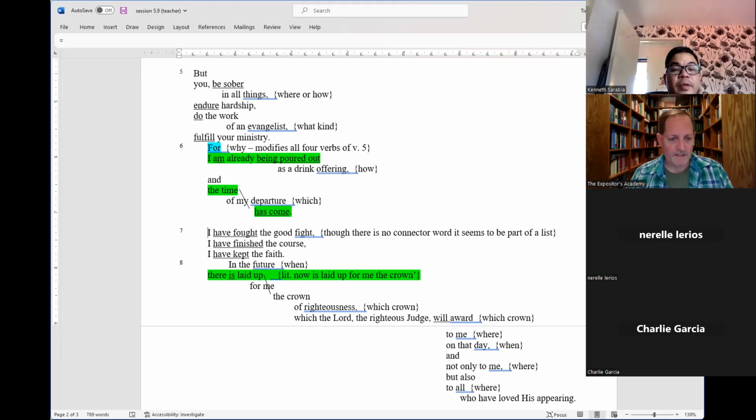There weren't any connector words. In fact, you don't see any between any of these, right? I have fought the good fight. There's no "and." It's just I have finished the course. I've kept the faith. There's laid up for me. There's no "and" connecting them directly. There doesn't have to be an "and." Sometimes, for a list, you don't usually put "and." It's just assumed they all are connected that way.